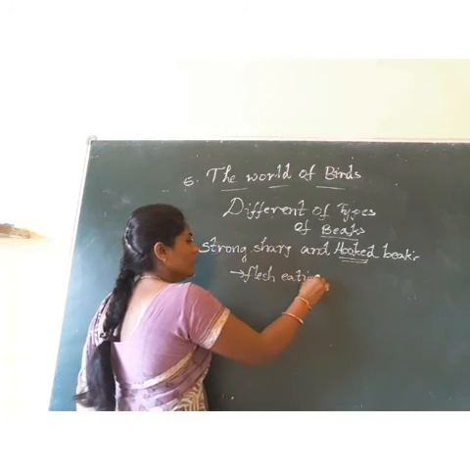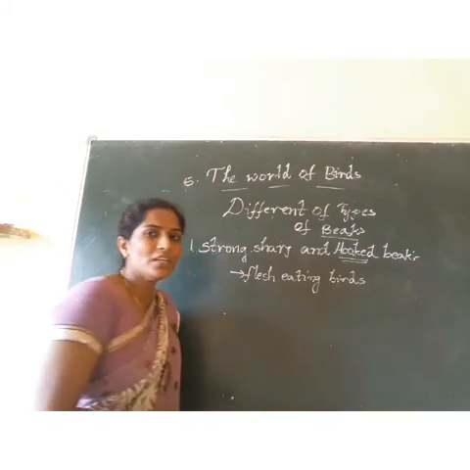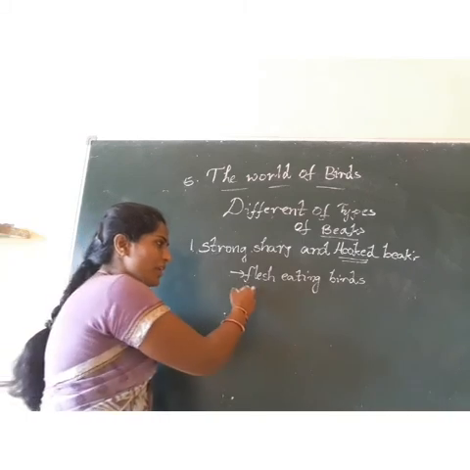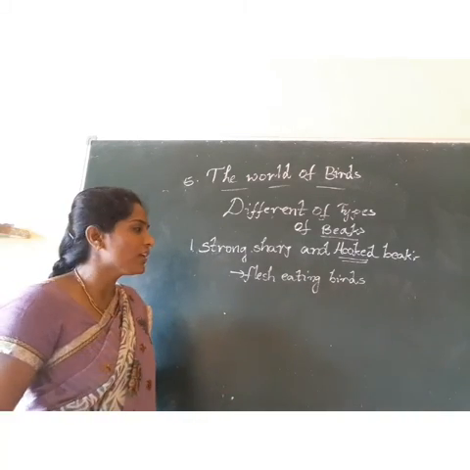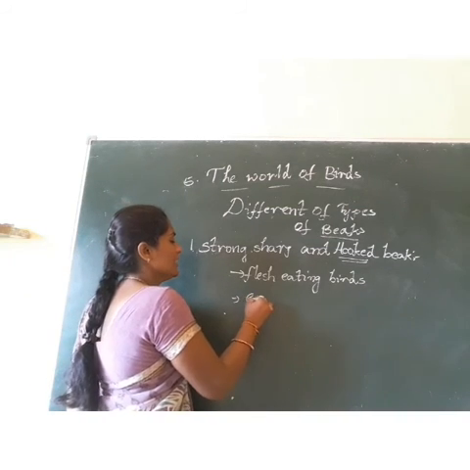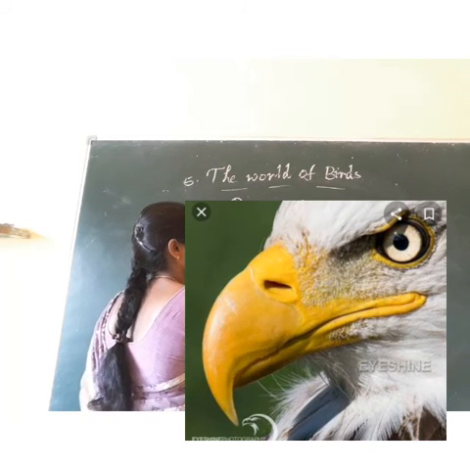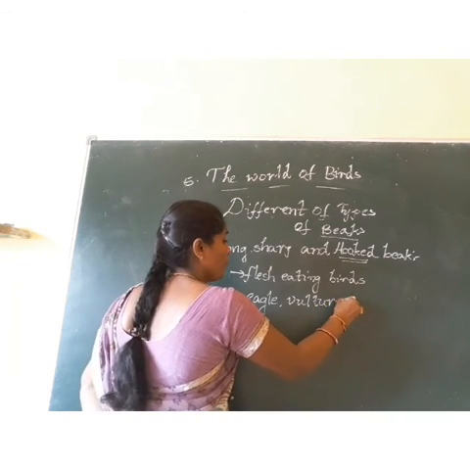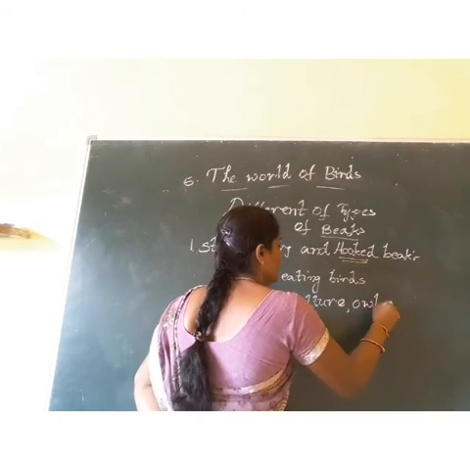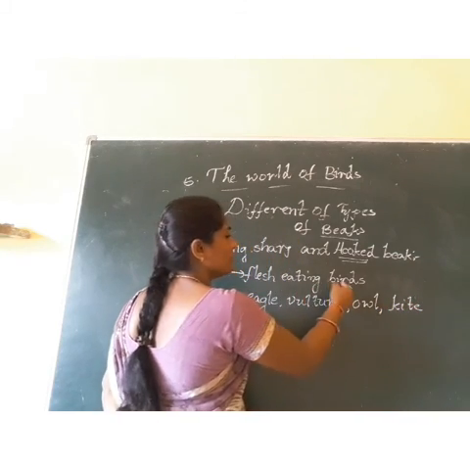Flesh-eating birds. In your previous classes, you learned about flesh-eating animals only. And some of the birds are also called flesh-eating birds. Come on, say what the flesh-eating birds are. Already I told you earlier. Come on, say, that is eagle, E-A-G-L-E, eagle and vulture. Not only these two, also an owl and kite. These are the flesh-eating birds.